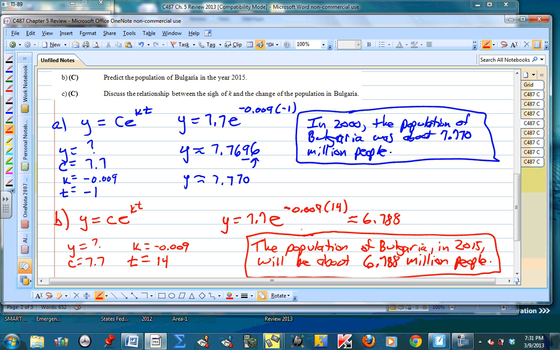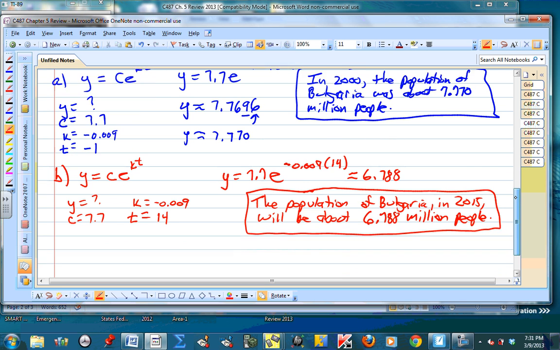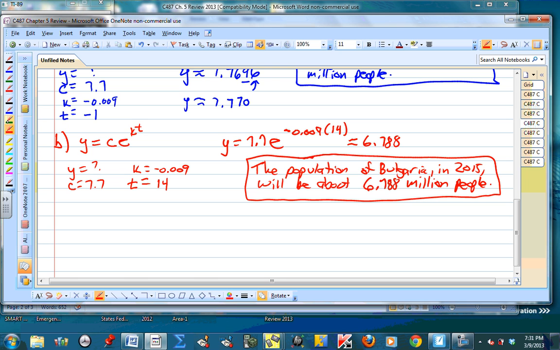And now in part C, it says, discuss the relationship between the sine of k, that's a typo, it says psi of k, it's supposed to be sine of k, and the change in population of Bulgaria. Put this in your own words, but you should say something to the effect that, in part C, since k has a negative value, the population of Bulgaria is decreasing.